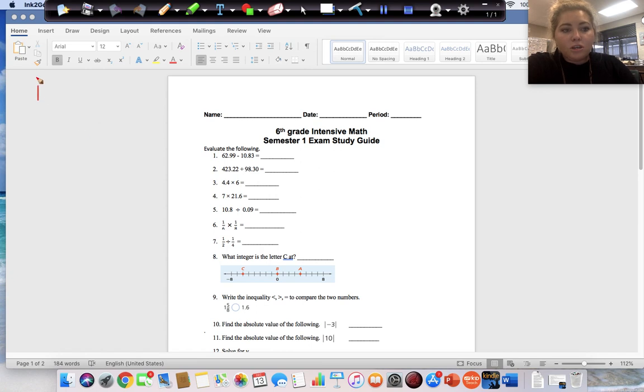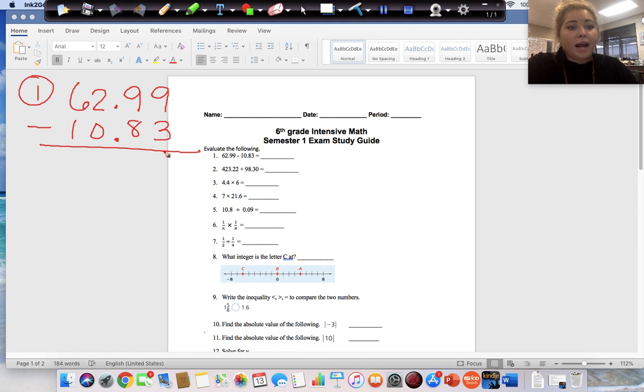So we will start with question 1. Whenever we are subtracting decimals, you need to make sure to line up your decimals. So we have 62 and 99 hundredths, and we are going to line up our decimals with 10 and 83 hundredths. And we are subtracting here. So 9 minus 3 gives us 6. 9 minus 8 is 1. Bring our decimal point straight down. 2 minus 0 is 2. And 6 minus 1 is 5. So 52 and 16 hundredths is our answer.